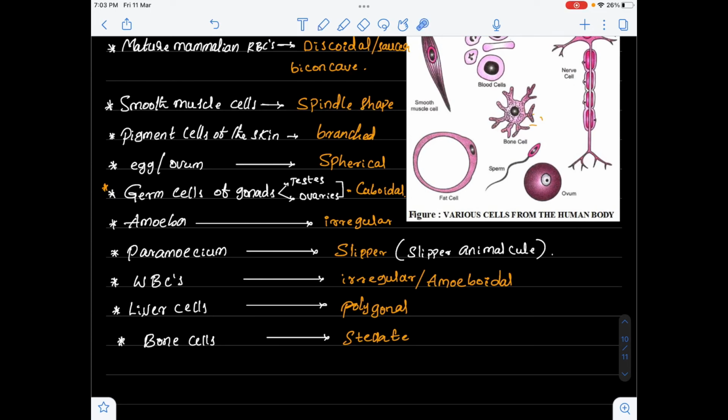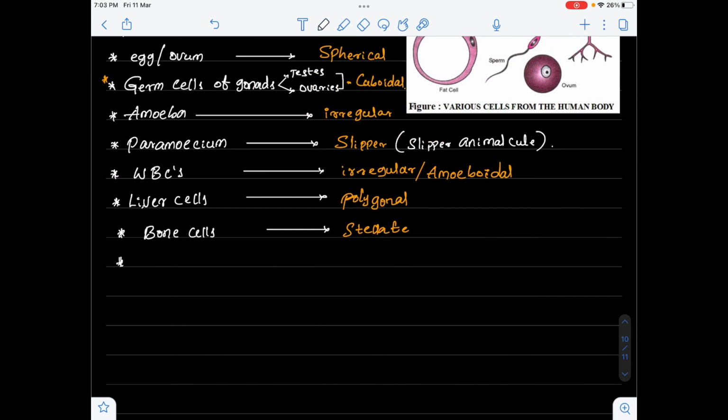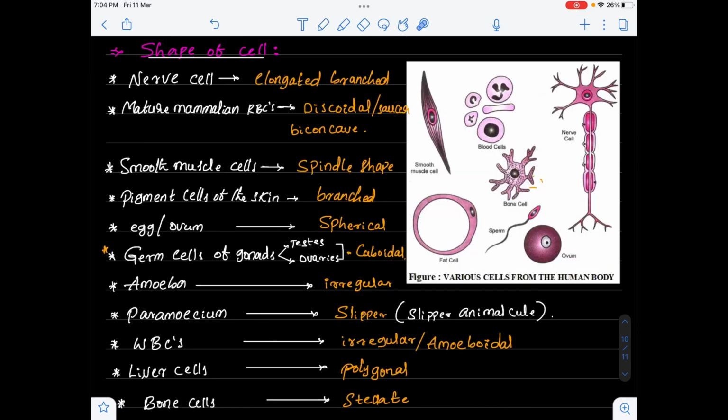This one. Next, fat cells appear in elliptical shape. Sir, here why are the various cells of living organisms in different shapes? Here actually cells are in different shapes due to the specific function they perform.